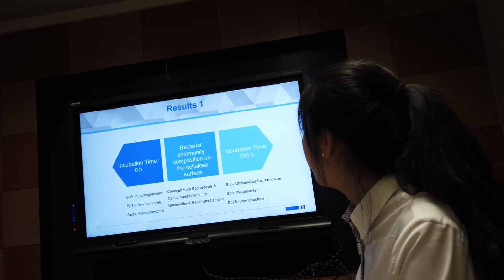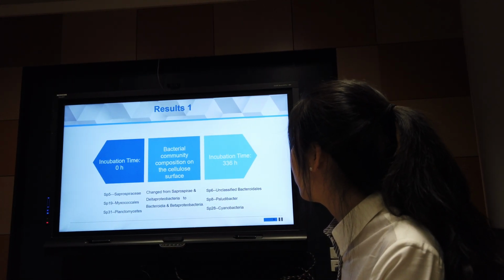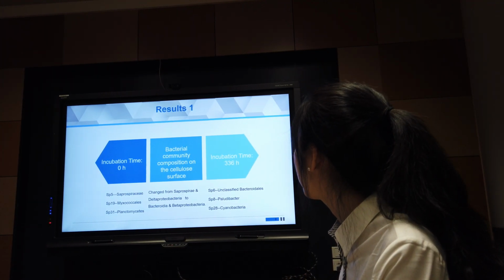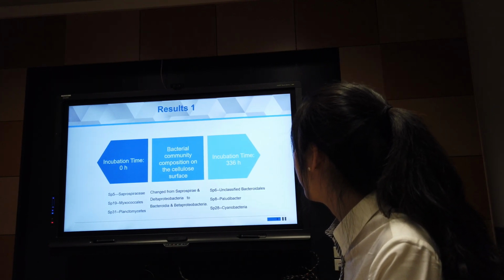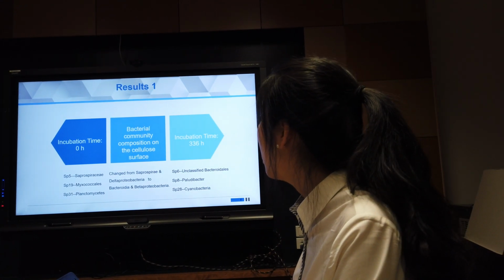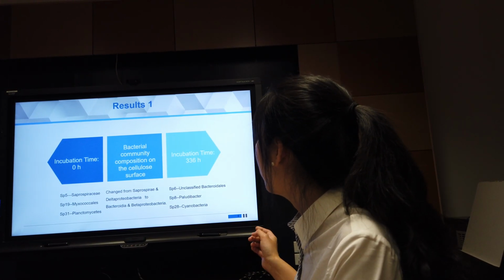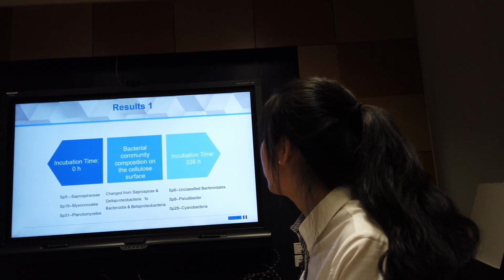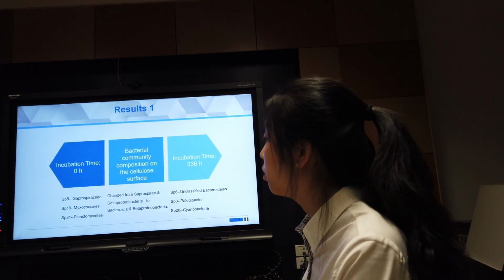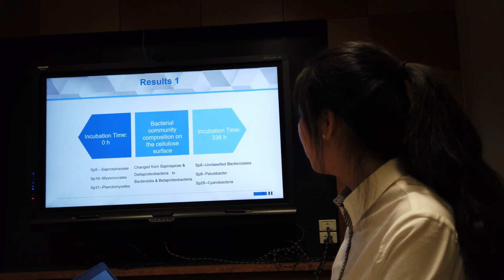In the initial stage of incubation, we can say that numbers 5, 19, and 31, these 3 bacteria, have relatively high relative abundances. And in the last stage of incubation time, numbers 6, 8, and 28 become relatively high. And overall, the bacterial community composition on the cellulose surface changed from Cyprus Beryl and Delta Proteobacteria to the Bacteroidetes and Beta Proteobacteria.